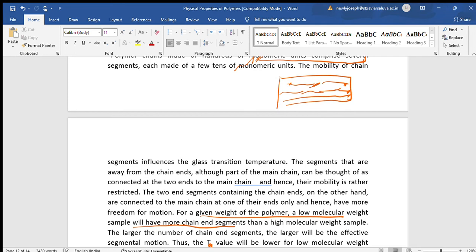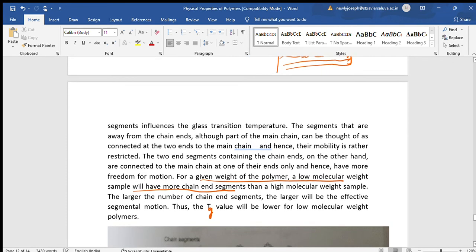So the larger the number of chain end segments, the larger will be the segmental motion. They are free to move. When there is more freedom, it is easily changed to the rubbery state, and for such polymers the Tg value will be lower. So we can say that the Tg value will be lower for low molecular weight polymers.